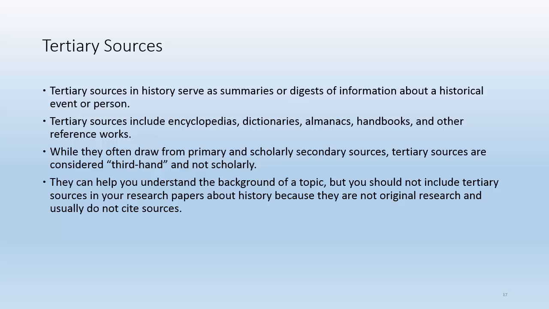Tertiary sources in history serve as summaries or digests of information about a historical event or person. Tertiary sources include encyclopedias, dictionaries, almanacs, handbooks, and other reference works. While they often draw from primary and scholarly secondary sources, tertiary sources are considered third-hand and not scholarly. They usually do not go through a peer review process before publication. These tertiary sources are usually located in the reference section of a library.